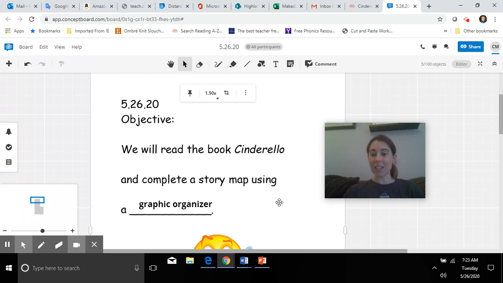So let's practice together. I say, you say. We will read the book Cinderello and complete a story map using a graphic organizer.